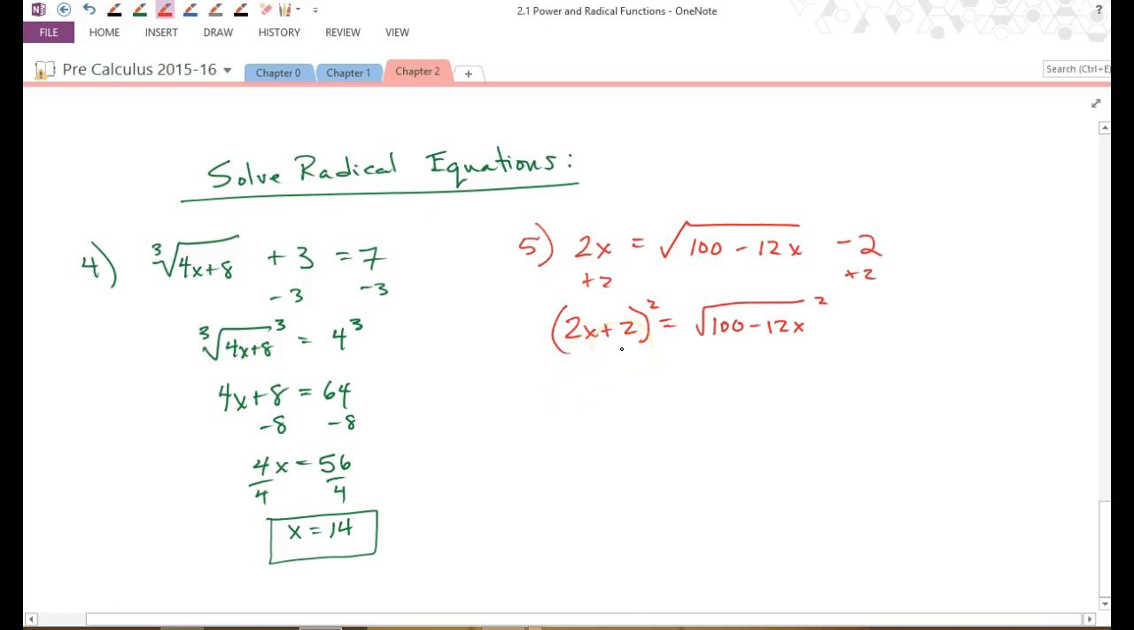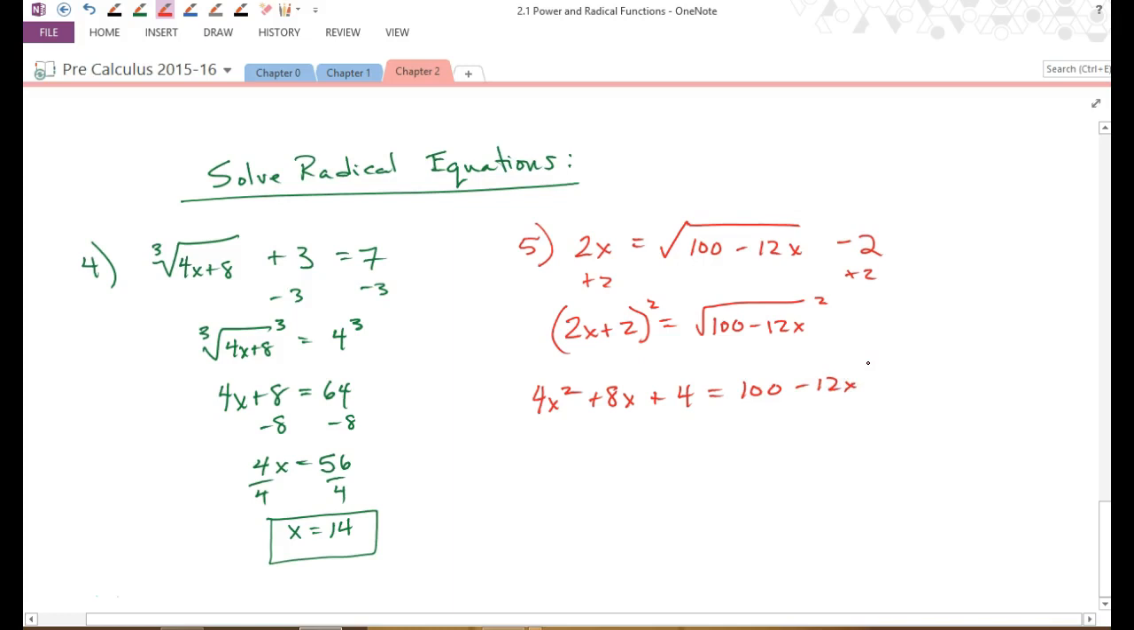So to FOIL it, you do the first term squared. So if I have 2x times 2x, what would that give us? 4x squared. To get the middle term, you multiply the first times the last and then by 2. So it's 2x times 2, and then 4x times 2. So 8x. I did it the hard way. And then the last number is 2 squared. 4. You already are done? Good.